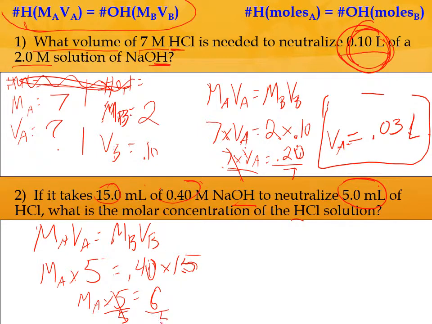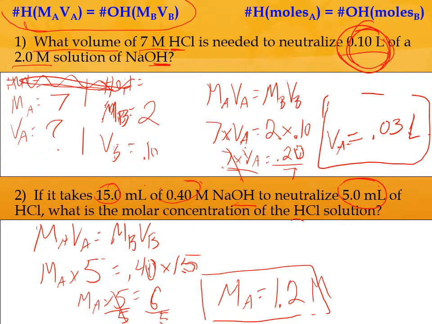We divide the 6 also by 5, and we get an answer that the molarity of the acid is equal to 6 divided by 5, which is equal to 1.2. So the acid solution has to be a 1.2 molar solution, a 1.2 concentration of acid. Our acid is 1.2 molar to account for the 0.4 molar NaOH.